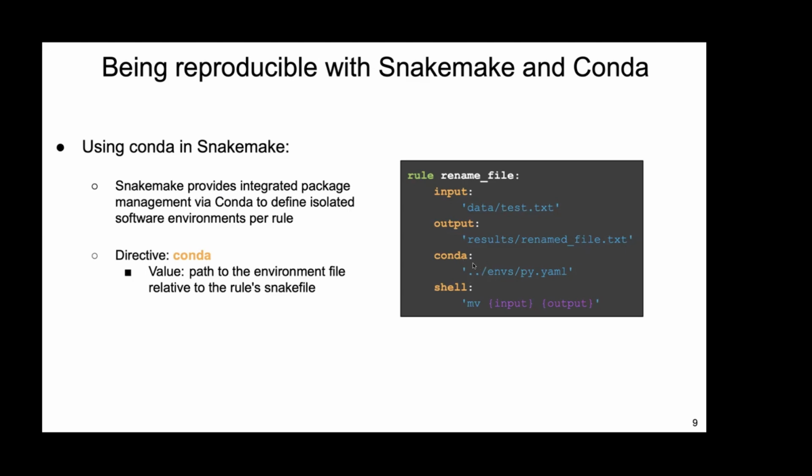And this path is going to be relative to the rules snakefile. So if you have a specific rule snakefile that is sitting somewhere in a directory, you need to specify the path to the YAML file with respect to that.